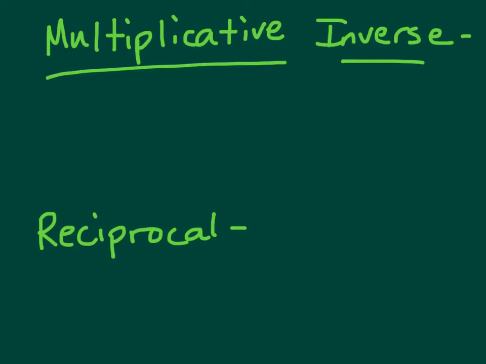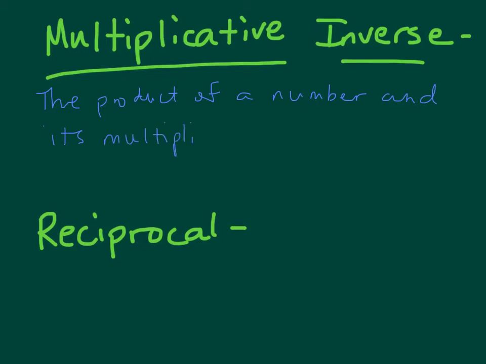The multiplicative inverse states that the product of a number and its multiplicative inverse equals 1. So it's when we take a number and we find something that we can multiply it by to give us 1.